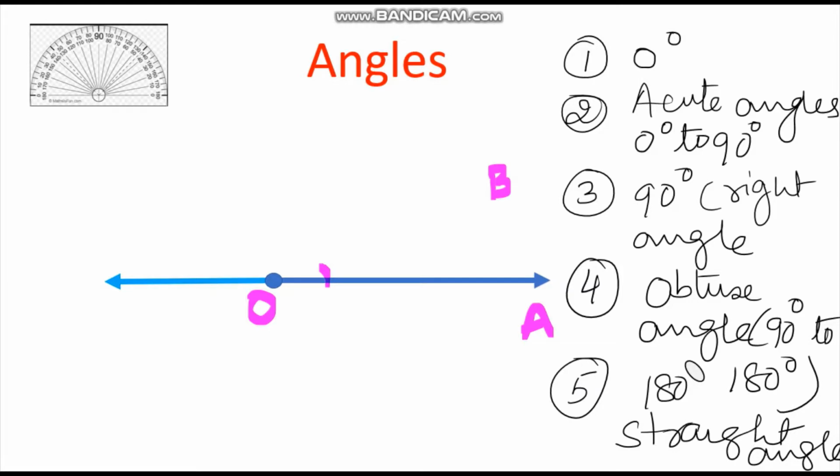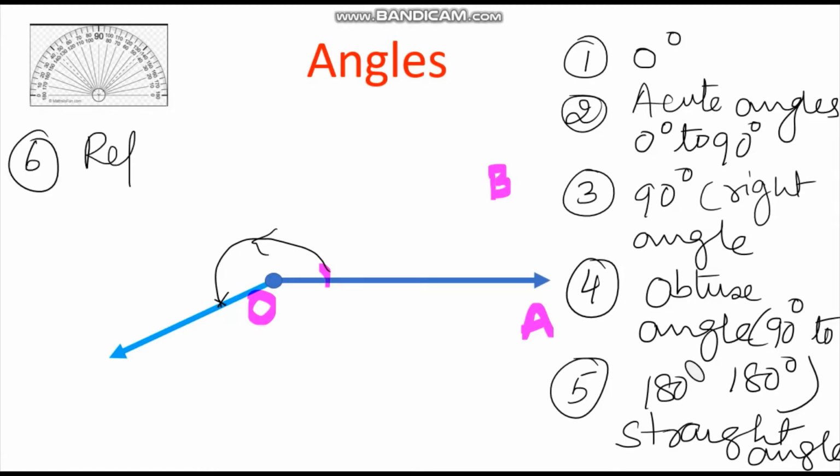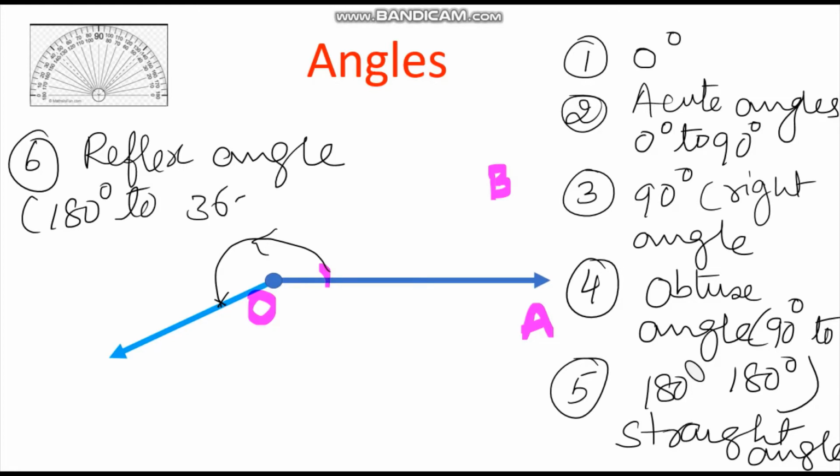Okay, now suppose again we start to move this ray in such a way that our angle is greater than 180 degree. See, our angle is becoming greater than 180 degree. From here, see, after 180 it is going still down, moving down, down, down. So more than 180 degree, we are getting the sixth angle, reflex angle. And this angle lies between 180 degree to 360 degree.